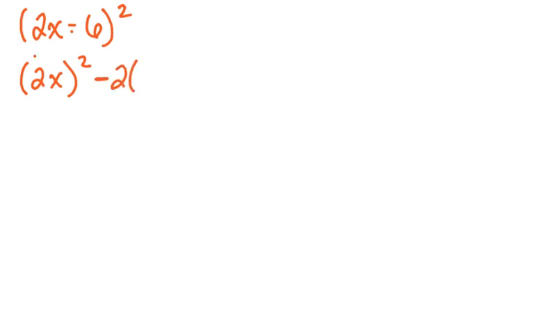What happens if I have 2x minus 6 squared? You have to take that first term and square it. I'm subtracting here, so I know I need to subtract 2 times the product of my two terms. So that's 2x times 6, plus your last term squared.